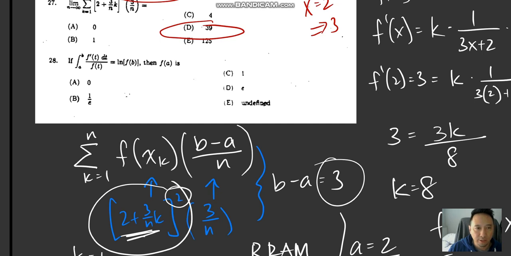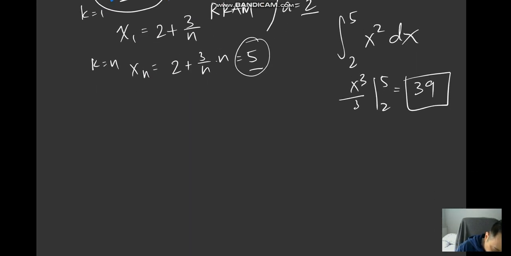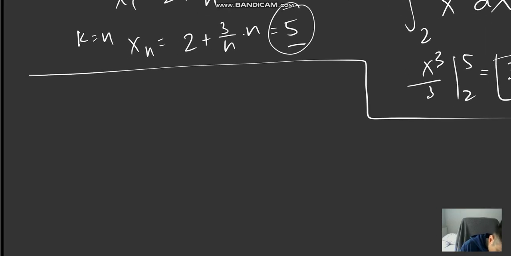Okay, and then for number 28, you have the integral from a to b of f prime of t over f of t dt equals the natural log of f of b. And what is f of a? For this one I'm going to use a u substitution. Let me copy this problem down here.